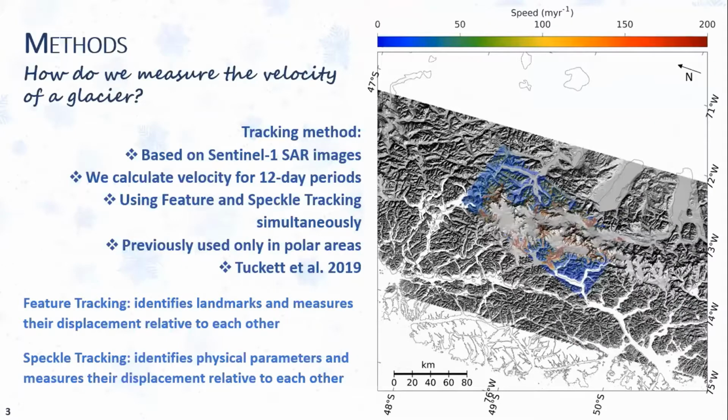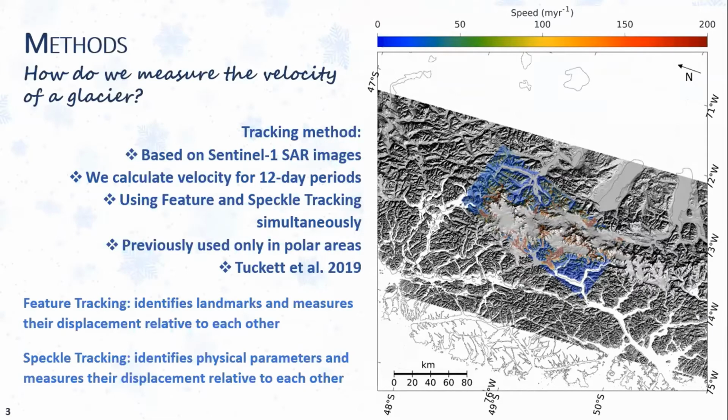The method that I am using for this is called the tracking method. And the exact method that we used in this study was published by Tuckett and his colleagues in 2019. This method was previously used only in polar areas, so we had the opportunity to try it in another area for the first time. It is based on Sentinel-1 SAR images, and we calculate the velocity for 12-day periods because of the satellite's orbit.